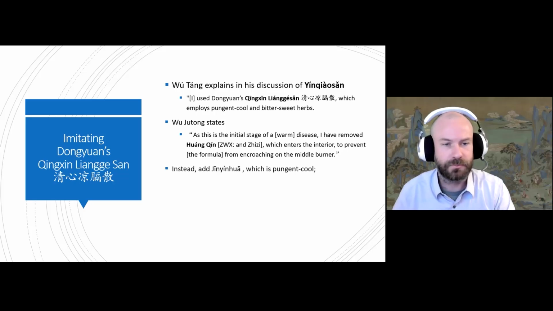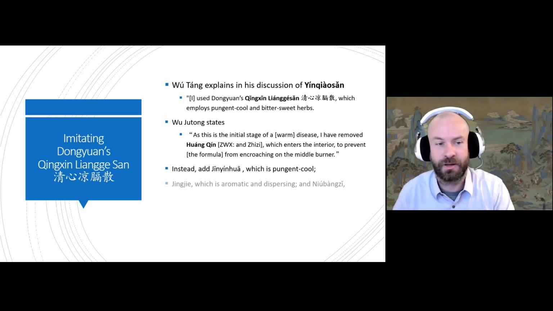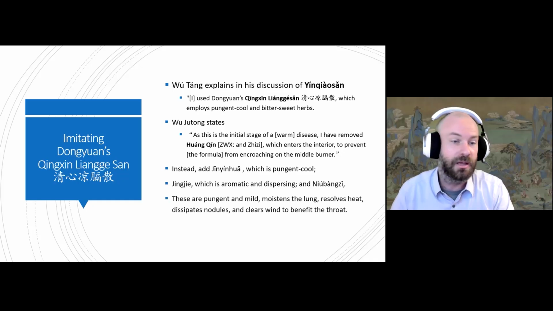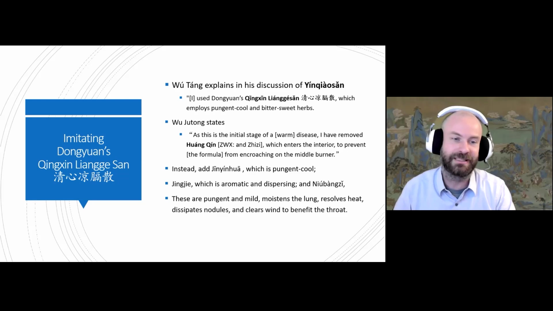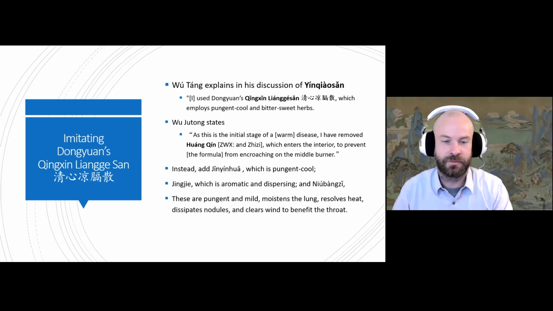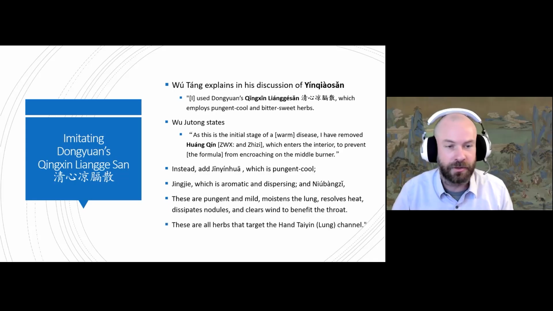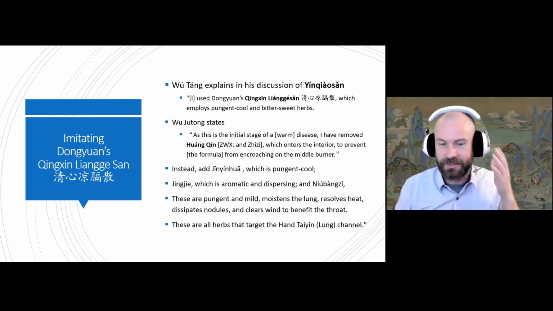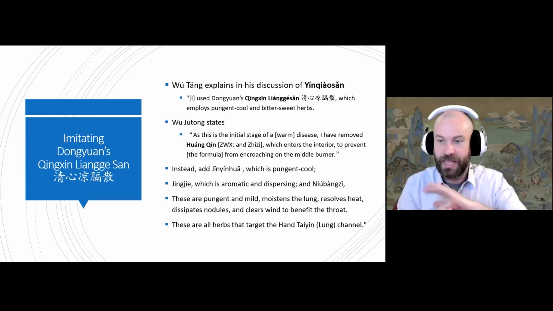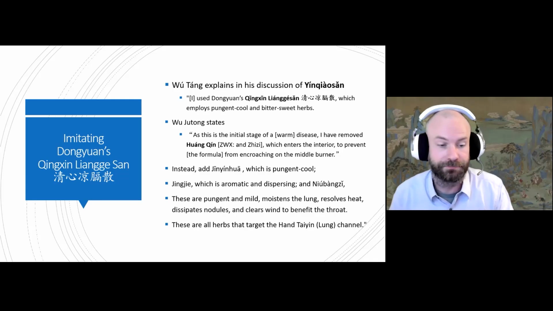Okay. So he instead added Jinhua, which is pungent and cool, Jingjie, which is aromatic and dispersing, and Yubangzi. These pungent and mild herbs moisten the lung, resolve heat, dissipate nodules, and clear wind to benefit the throat. So these herbs all target the Tai-Yin lung channel. Basically, he's saying that he started with this formula and modified it to only treat the upper burner.